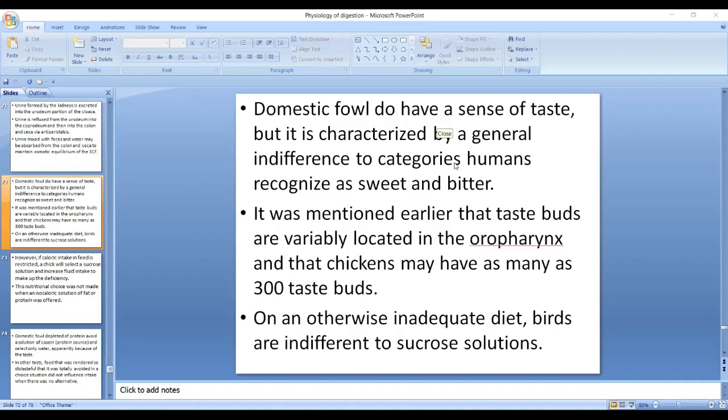I would like to invite our second speaker, who has already joined this session, Dr. Arjun Acharya, to deliver his talk on energy sources, common energy sources in chicken feed formulation. Let me introduce him first.